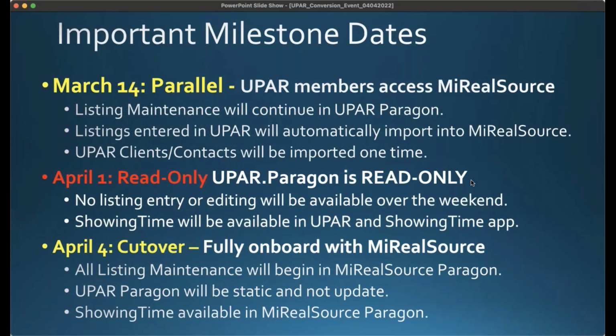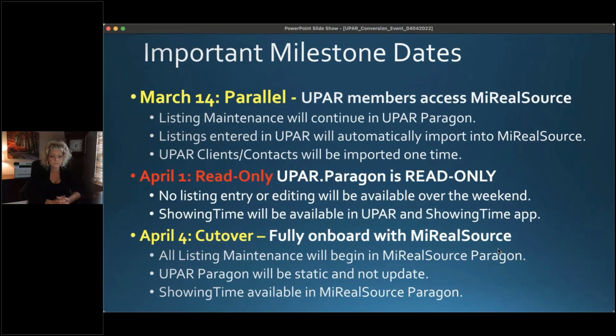Now, come Friday, April 1st, your current Paragon system will be read only, and that means no listing entry or editing anywhere. So that's it. We have to lock your system down over that weekend. So if you have any listing updates, anything like that, try to get it done by no later than Friday morning, because at some point Friday morning we are going to lock it down and you won't be able to edit or update anything until that April 4th. But over that weekend, you can continue to use showing time through the UPAR Paragon system or the showing time app. Now come Monday, April 4th, that is what we call the cutover.